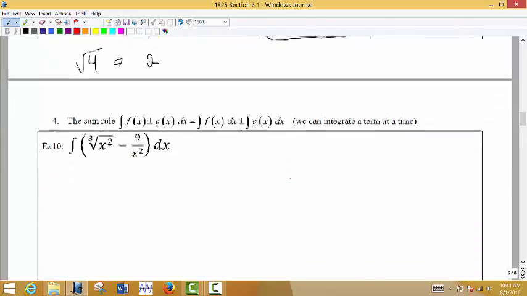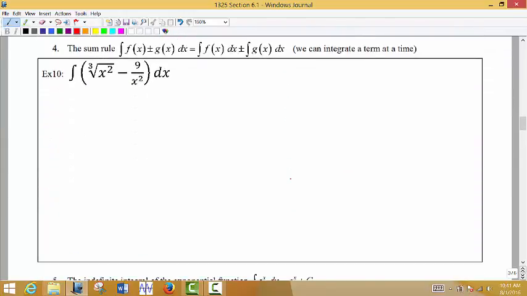Okay. The sum rule. The sum rule says that we can integrate more than one term at a time. So I can actually separate. So I have 2 separate terms here. What I can actually do, and we'll rewrite as we go, I can actually integrate each term separately if I wished. So I'm going to write this as x to the, okay, the 3 is the index of the radical, and we know we can write that as an exponent of 2/3. So this is my power, this is the index, so it becomes 2/3.